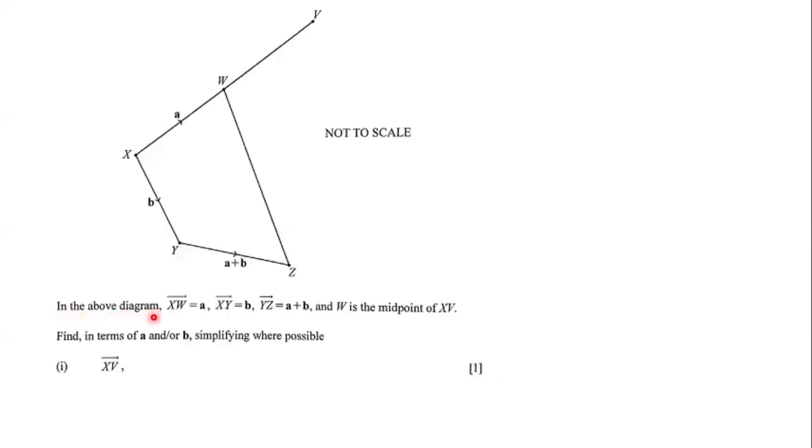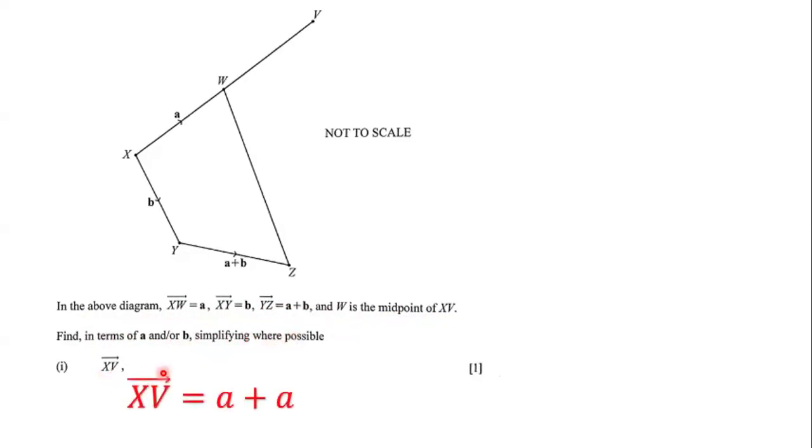In the above diagram, xw is equal to a, xy is equal to b, yz is equal to a plus b, and w is the midpoint of xv. Find, in terms of a and or b, simplifying where possible, the vector xv.